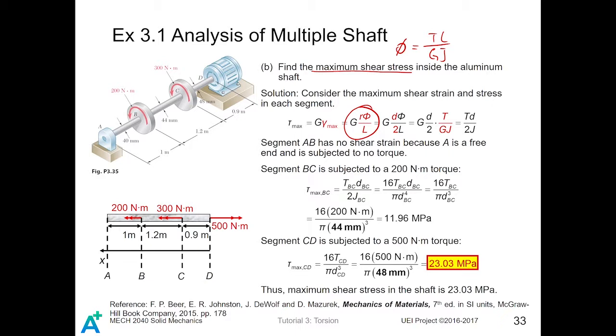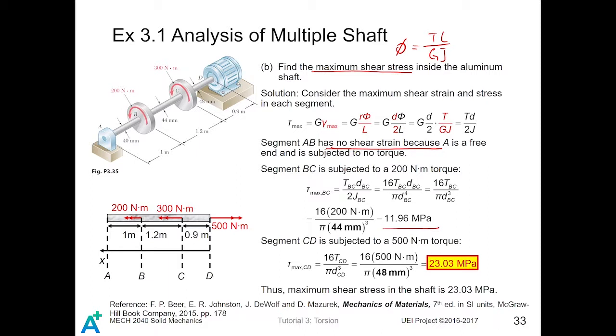But in this problem, there is no radius given, it is just the diameter, so we just put R to be D over 2. Then we rewrite this maximum shear stress into this form, which is TD divided by 2J. Then we're interested in finding the shear stress in each segment. For segment AB, there is no shear stress because A is a free end and there is no reaction torque acting on it. For segment BC, it is subject to a 200 Nm torque. Therefore, the maximum shear stress in segment BC is given by TD divided by 2J of BC. Then you do the simplifications. Finally, you get the maximum shear stress, which is 11.96 MPa.